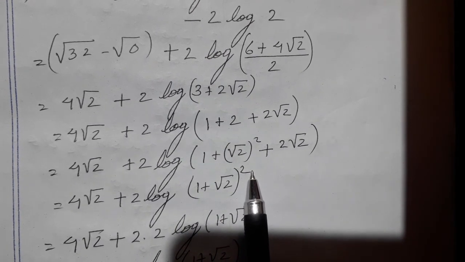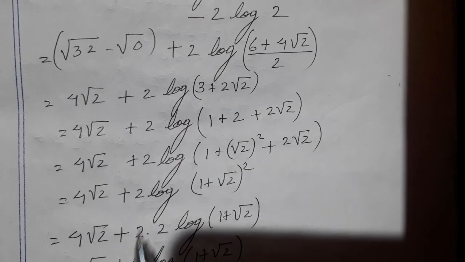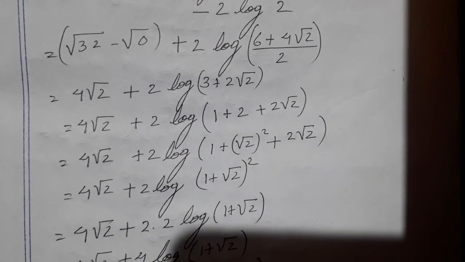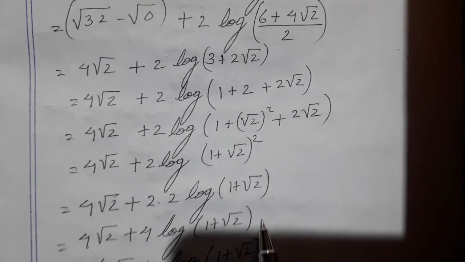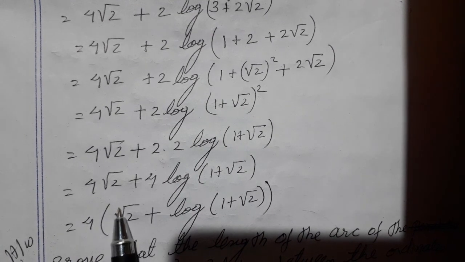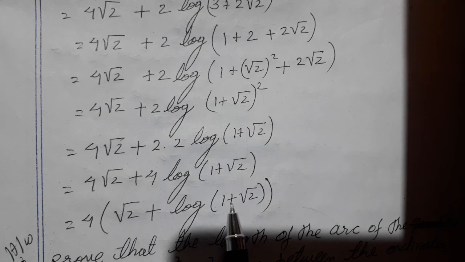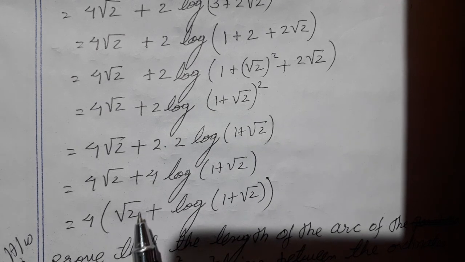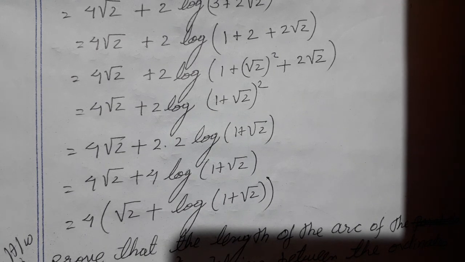Now using the log property, the power will come down. So we get 2 into 2, which is 4, so 4 log (1 plus root 2). Taking 4 common, we are left with root 2 plus log (1 plus root 2). So that is the length of the parabola from the origin to the latus rectum. Thank you.